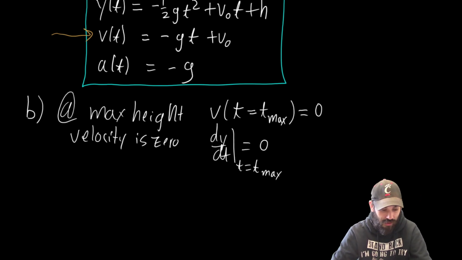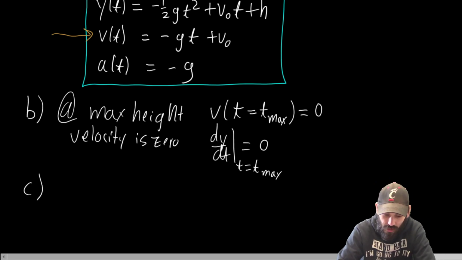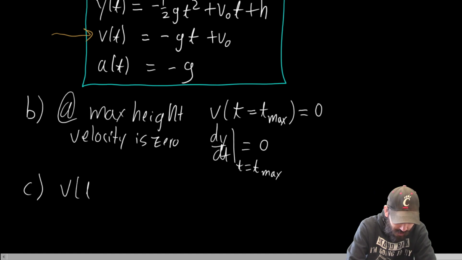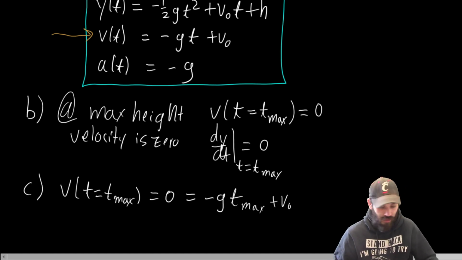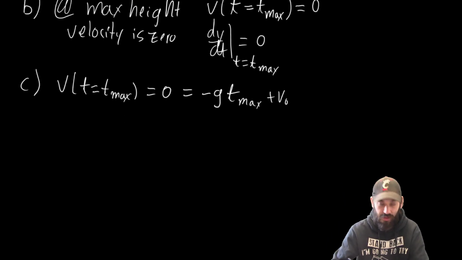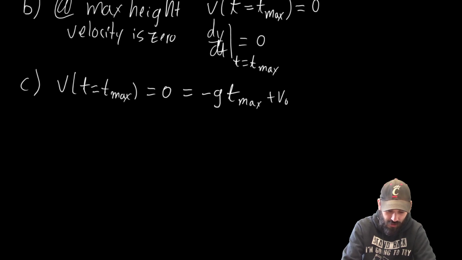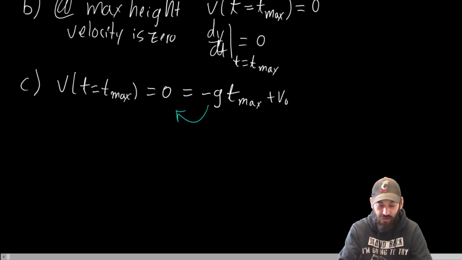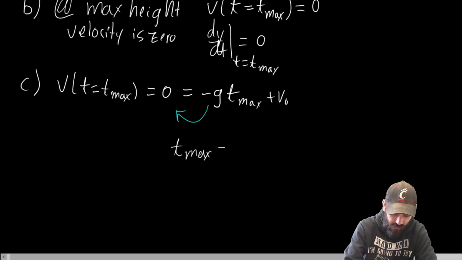So when we look at the velocity equation, when we want to evaluate this, this is going to be part C. This says that v at t is equal to t max is equal to 0, which is going to be equal to minus g t max plus v0. Now we just have to do a little bit of algebra to get what t max is going to be equal to. We can move this guy to the other side of the equation. We can divide by g, and what we end up seeing is that t max is just going to be equal to v0 divided by g.